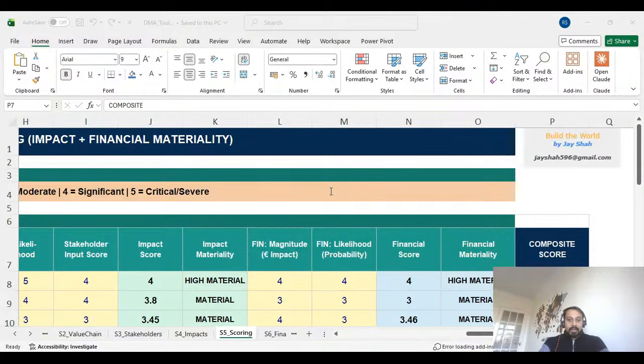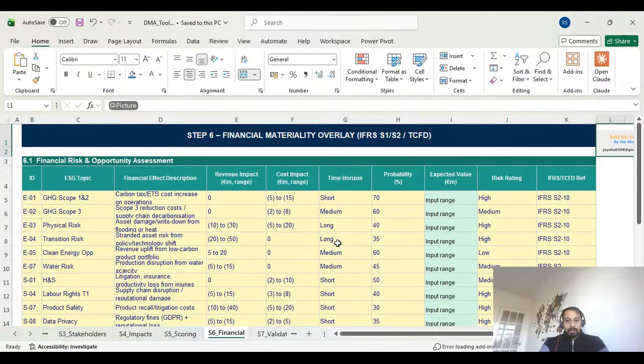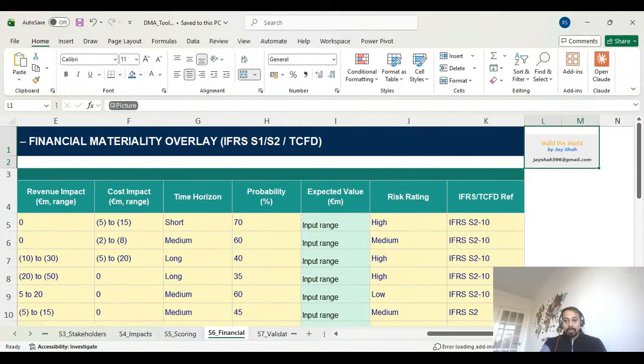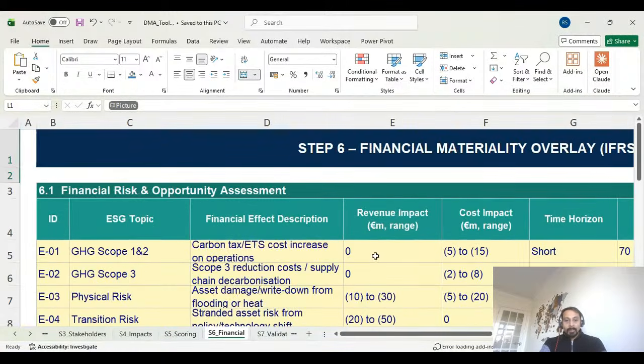So finally, we already calculated the impact materiality and the financial materiality score. The score for the financial you can mention separately if the financial materiality overlay is required to be reported separately for IFRS S1 and S2 and TCFD reporting. So for that also I have added a particular sheet.